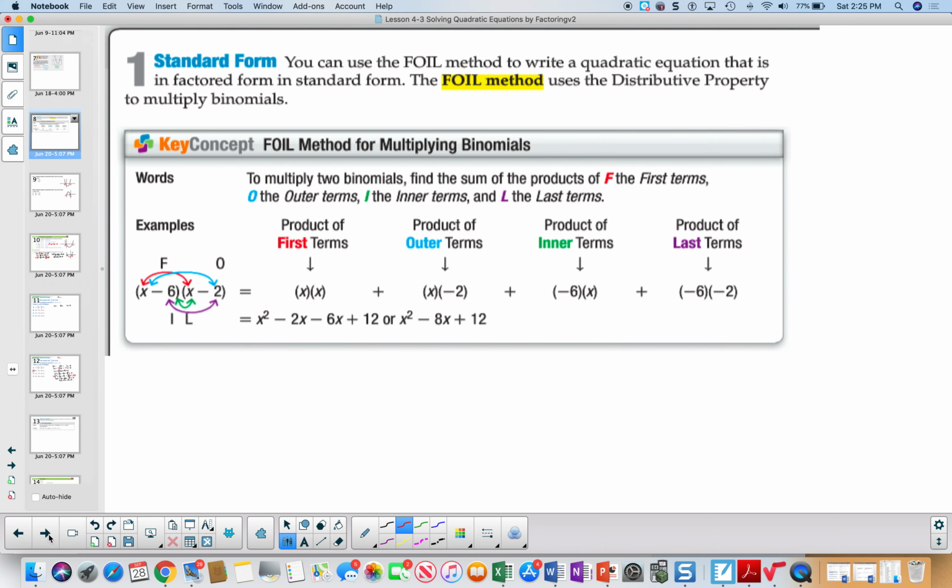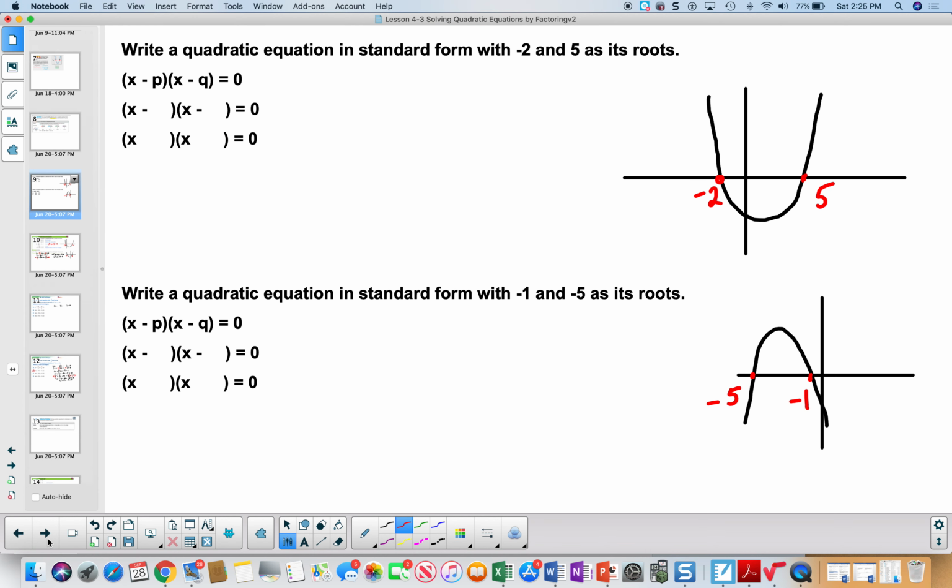A review of the FOIL method: it is just the distributive property, and the word FOIL helps us remember to multiply four times to get the whole two binomials multiplied. Let's go ahead and practice the skill of being able to write a quadratic equation in standard form. Right now we know that the parabola crosses at -2 and 5. It may be going up or it may be going down. Right now, all we know is that it's -2 and 5.